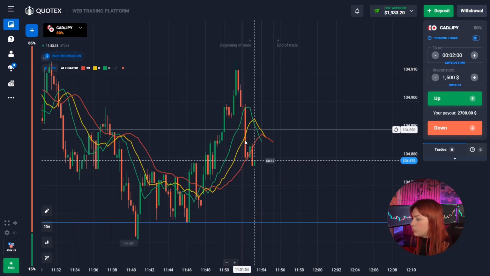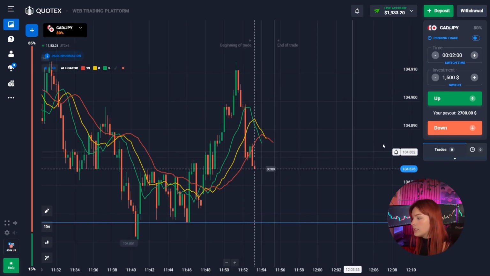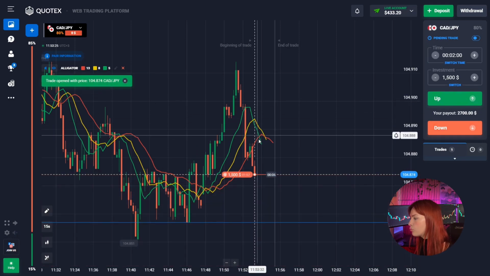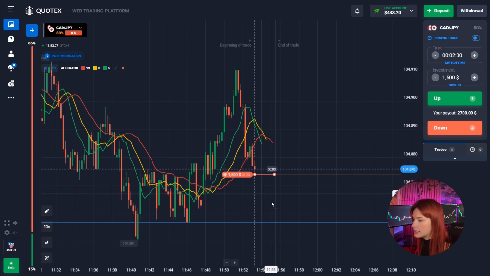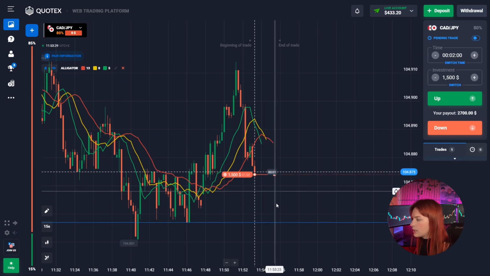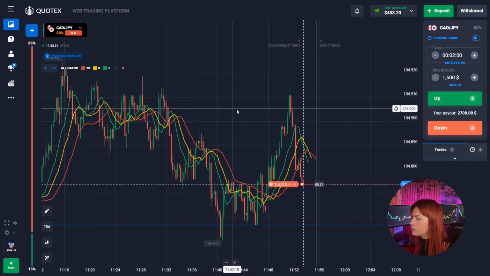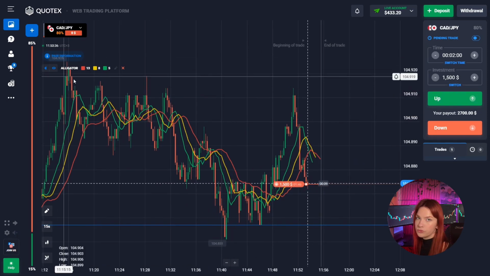Alright, as you can see here, the price is moving downwards with an impulse, and here I'm going to open a deal down as the green moving average goes down. At the same time, we still have room to reach the support level, and earlier, as you can see, the price made a reversal in this area and began to move down.